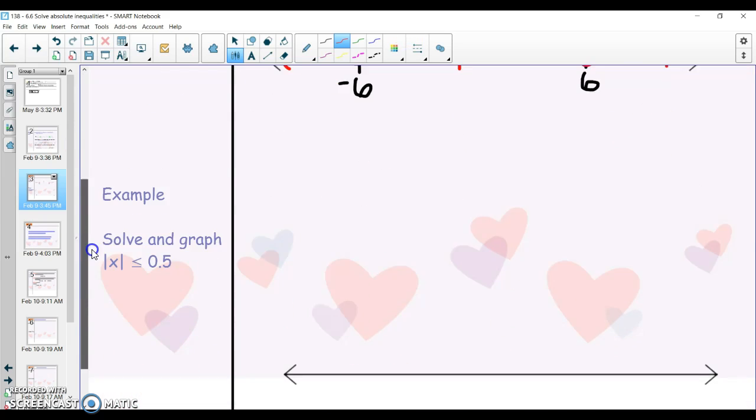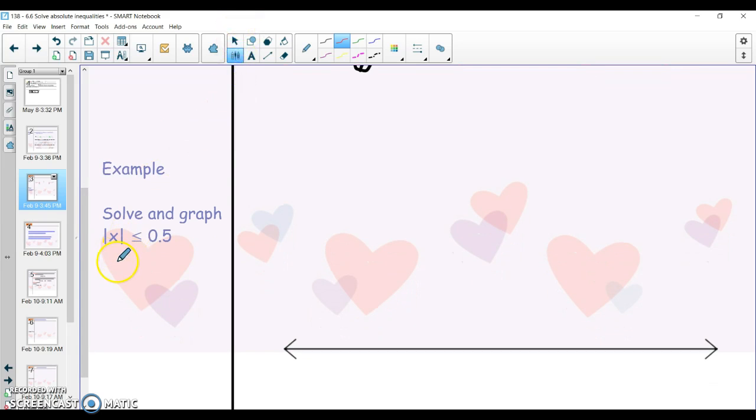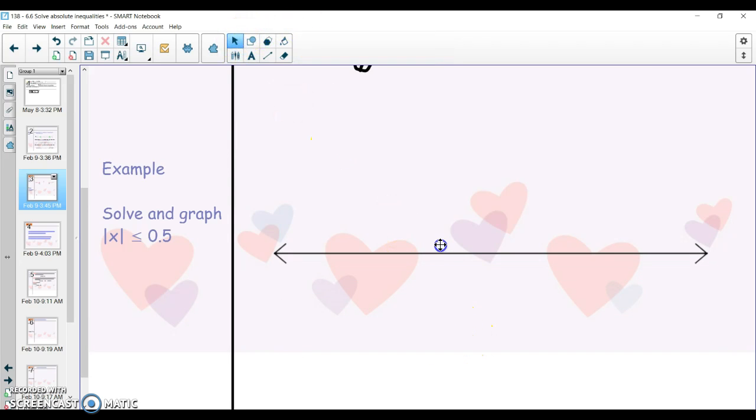If we try another one, this one here is saying solve and graph, and I have the absolute value of x is less than or equal to 0.5. That tells me that the distance between whatever I have and 0 has to be less than 0.5. So I make my graph. There's 0. There's 0.5. And again, the opposite of it, -0.5.